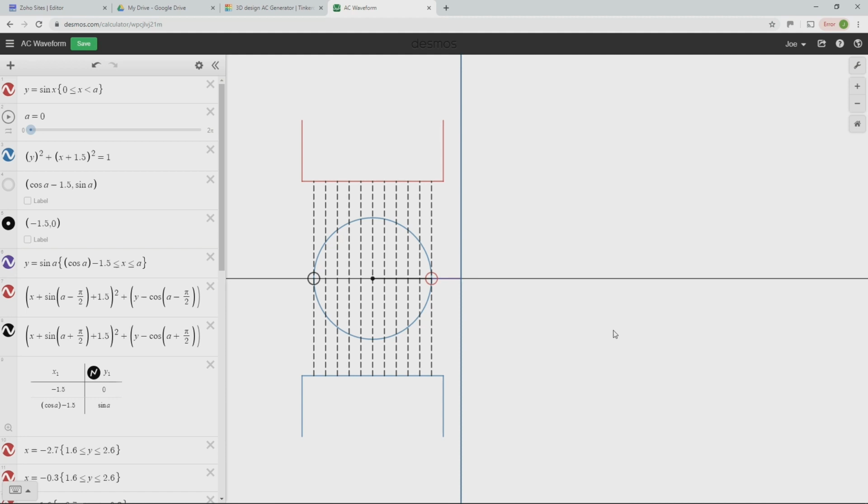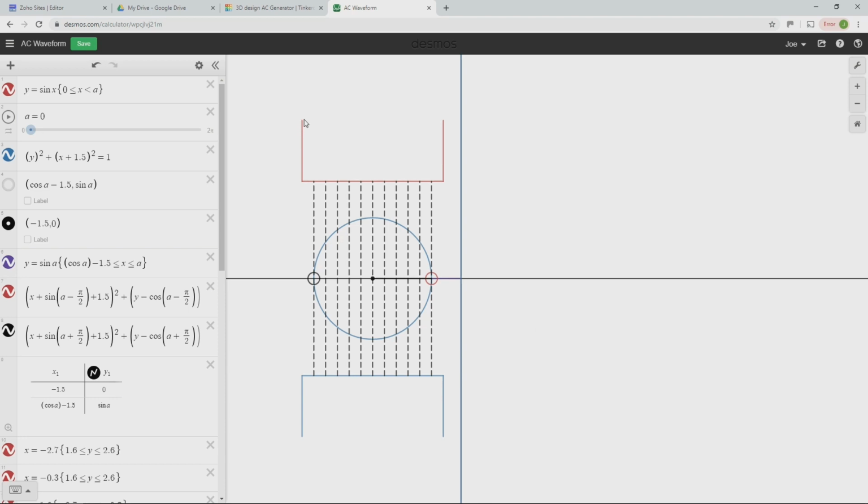I'm using the excellent Desmos.com graphing website, which is a truly spectacular piece of software on the internet, free for use if you ever have a hankering to draw graphs. And I'm going to use this to illustrate why we produce a sine wave from an AC machine.